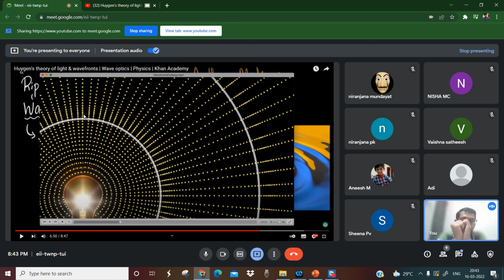If I keep a point light source, then the wavefront is spherical in nature. But if I keep a rectangular light source, then its wavefront will be cylindrical in nature. Got it? What is spherical wavefront? What is cylindrical wavefront? Is it clear? Clear? Yes. Now you tell me what is plane wavefront.